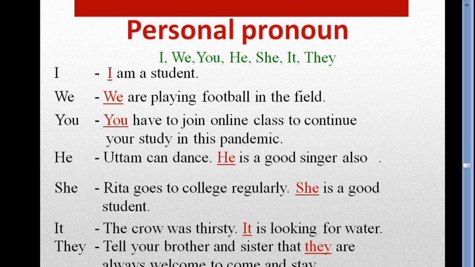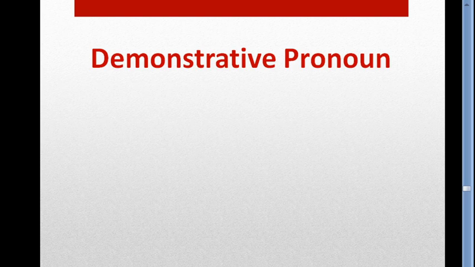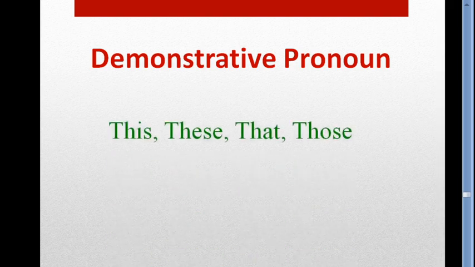Now let's see another one. This is demonstrative pronoun. So what are demonstrative pronouns? This, these, that, those. These are demonstrative pronouns. So what are their functions? When do we use them? Let's see. Demonstrative pronouns are used to indicate the noun which is situated far or near.